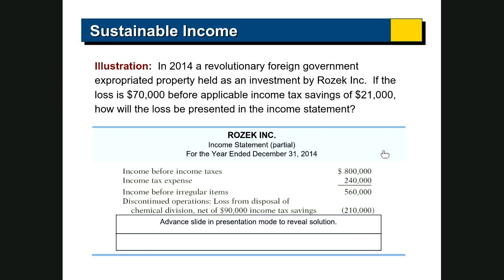This is also showing net of tax savings, right? As you can guess, most extraordinary items are not going to get you a gain. Most extraordinary items do not get a gain. Are you following? Right?